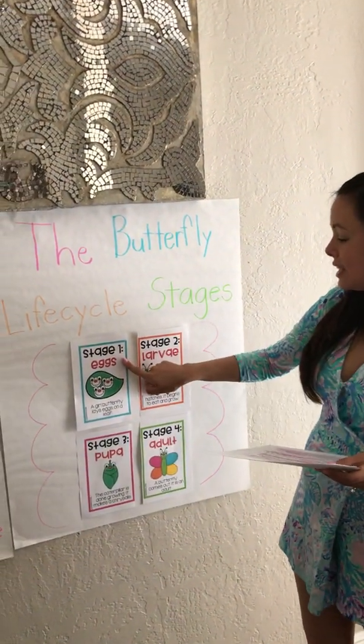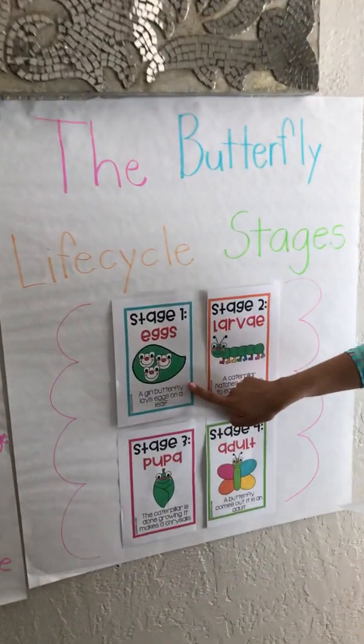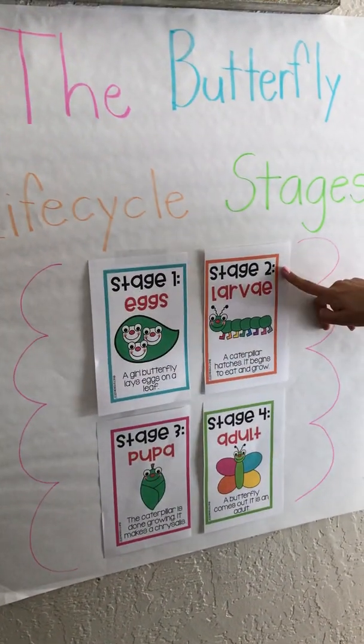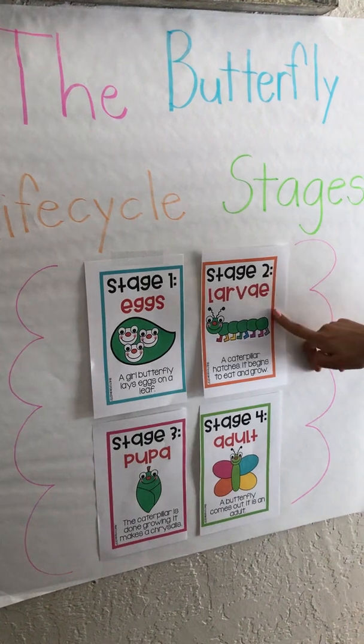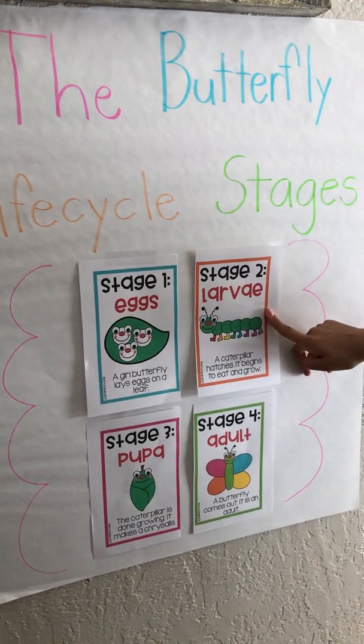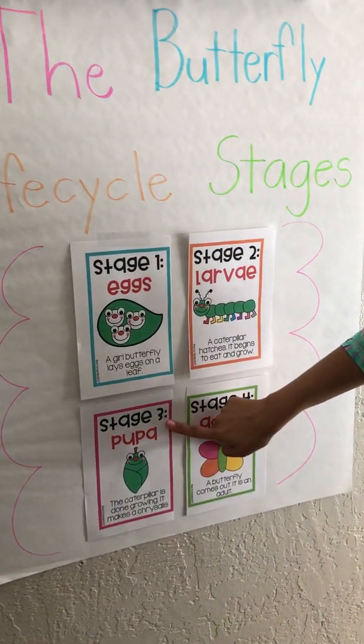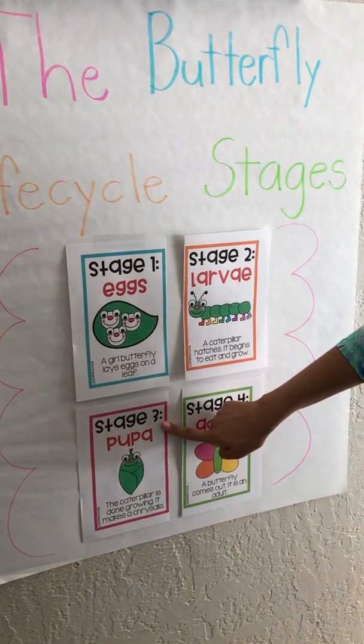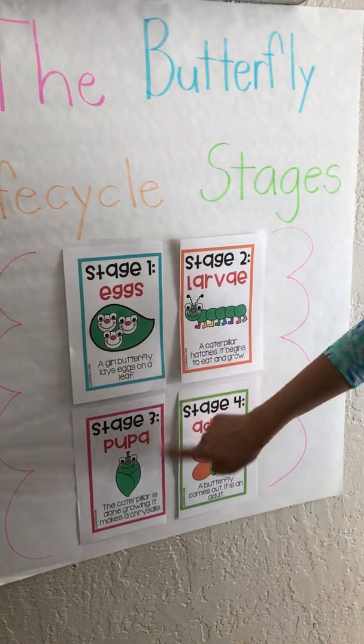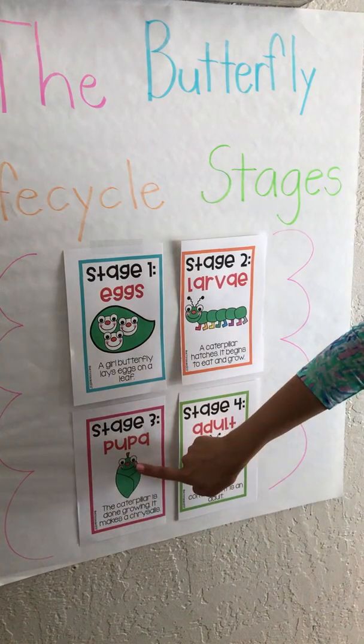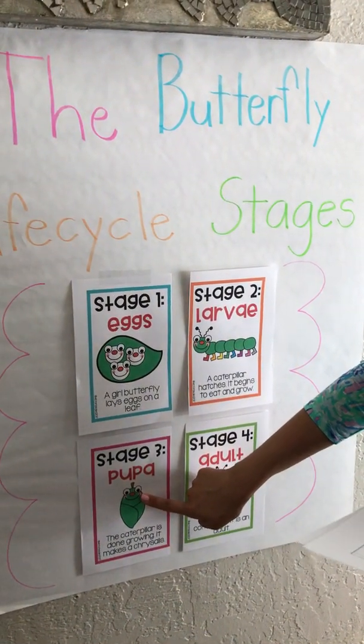So stage 1 is the eggs. A girl butterfly lays eggs on a leaf. Stage 2 is the larvae. A caterpillar hatches and it begins to eat and grow. Stage 3 is the pupa. The caterpillar is done growing and it makes a chrysalis. So a pupa is also known as a chrysalis, so I would explain that to my students.